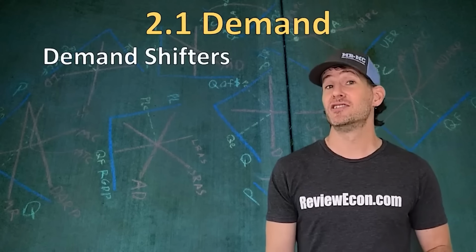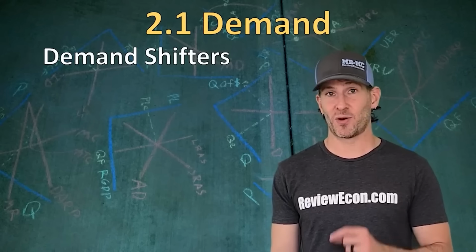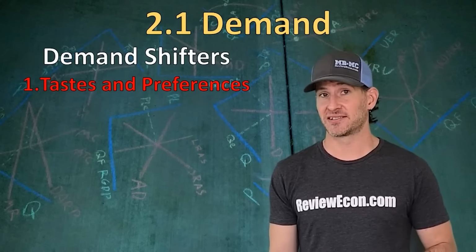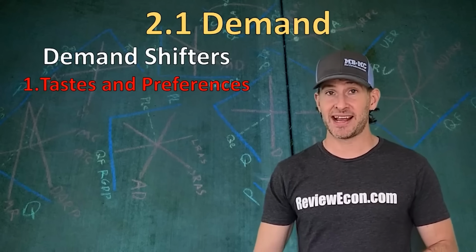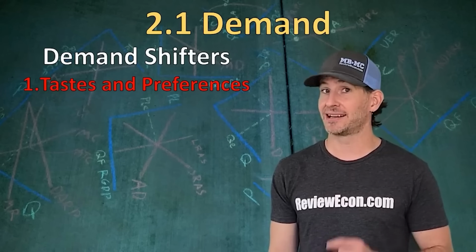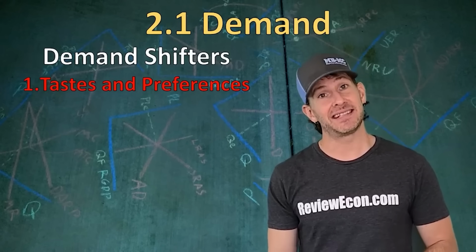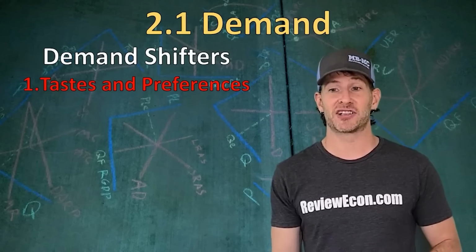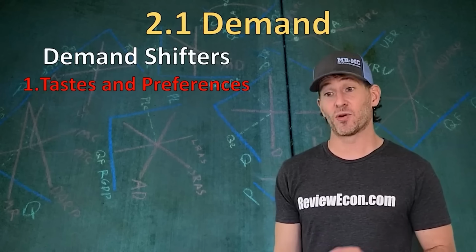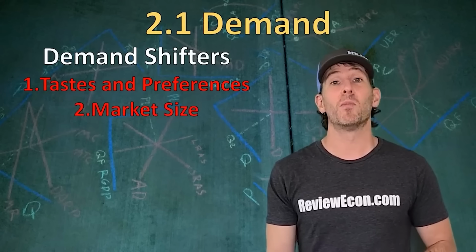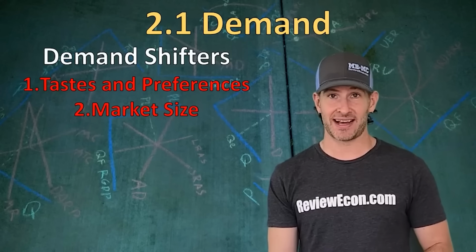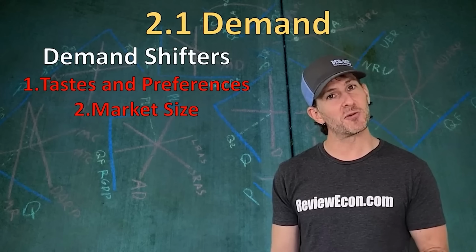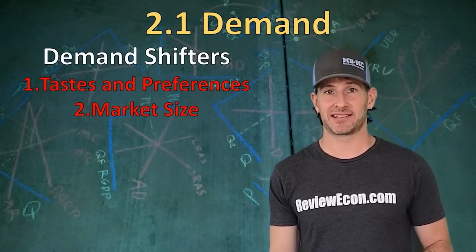Here are some of our non-price determinants of demand, or demand shifters as they're often called. First, we've got tastes and preferences. When there's an increase in consumer tastes, it will shift our demand curve to the right, increasing that demand. If there's a decrease in tastes and preferences, like something becomes unpopular or it falls out of fashion, that will cause a decrease in demand or a shift to the left. If there are more buyers, also called market size, that will cause an increase in the demand for a product. If there are fewer buyers available, that will cause a decrease in the demand.